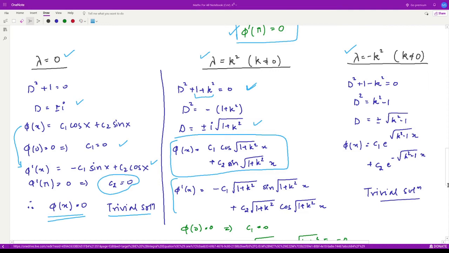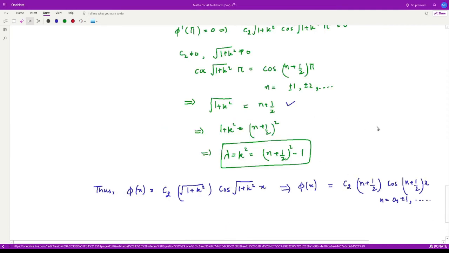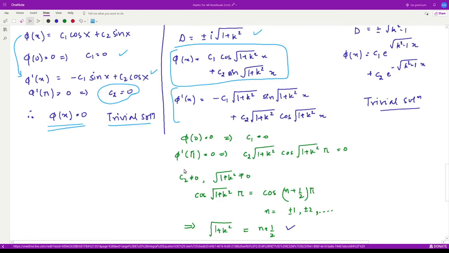Now using the boundary conditions, phi of 0 gives us c1 is equal to 0, and phi dash of pi is equal to 0. This gives us this expression, right? So now either c2 is 0, but if we take c2 as 0, we reach the trivial solution, which we do not require. So we are assuming c2 is non-zero, right? Then because k is positive, this whole term cannot be 0, right? This must be some positive quantity. So we are left only with this term equal to 0.